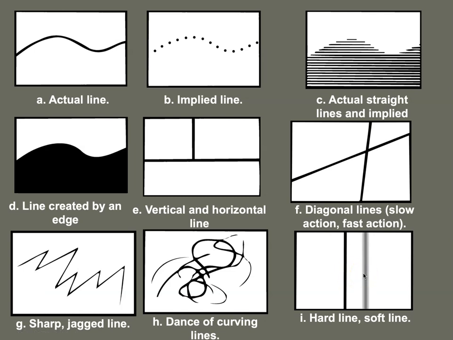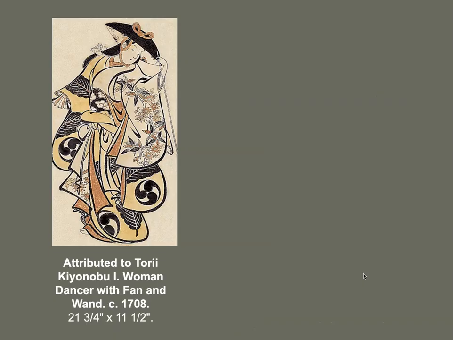And artists can use these different characteristics to create the type of movement that they want, the type of mood that they want in an artwork. So when we're looking at this piece, Woman Dancer with a Fan and Wand from 1708, in it we can see a lot of curving lines. You can see a lot of organic, free-flowing line all throughout the image.